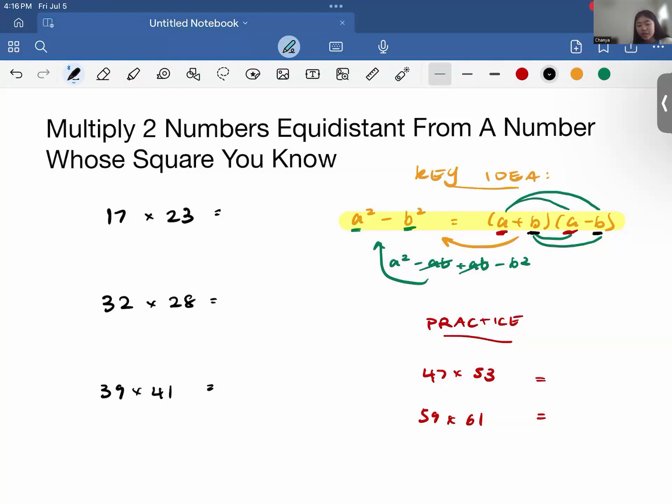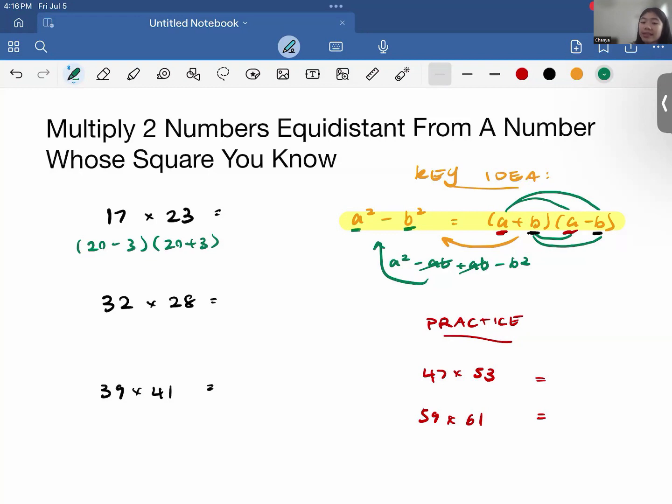And you can see this in action with our first example, 17 times 23. One thing you may notice is that, what's in between 17 and 23? The number in between those is 20, right? So you can notice that 17 here is basically 20 minus 3, right? And 23 is 20 plus 3. And you're multiplying these two together. So this ties back into our key idea, where you have a number in between and you have a common difference. So that's your a and b in this case.